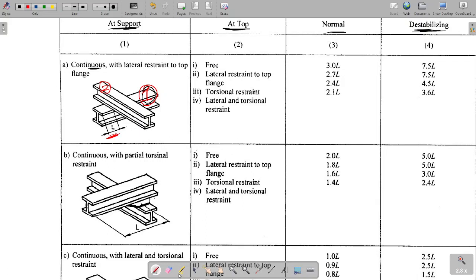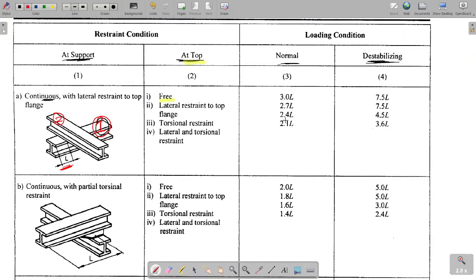So यहाँ पे क्या है, at top first condition is it is free, ठीक है, free to laterally deflect, free to torsionally buckle, okay, everything is free. तो इस केस में हम नॉर्मल लोडिंग कंडीशन में कितना इफेक्टिव लेंथ दे रहे हैं, that is 3L, where L is this length, okay, length under consideration. And for destabilizing loading condition it is 7.5L, right?